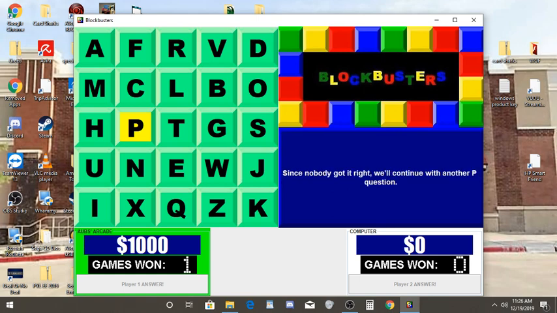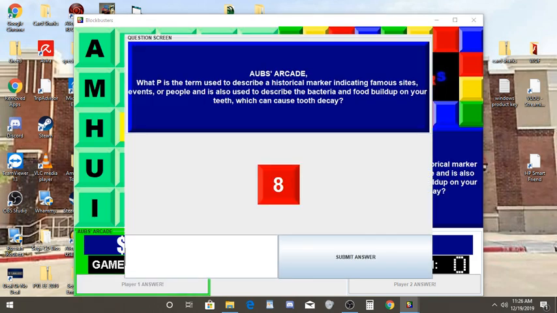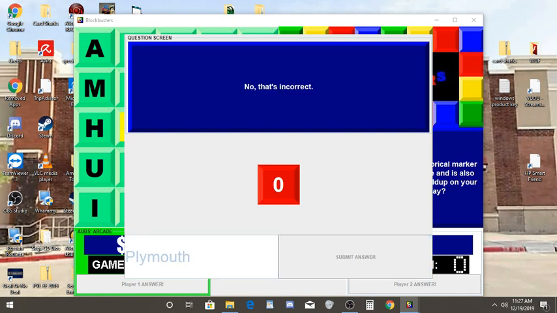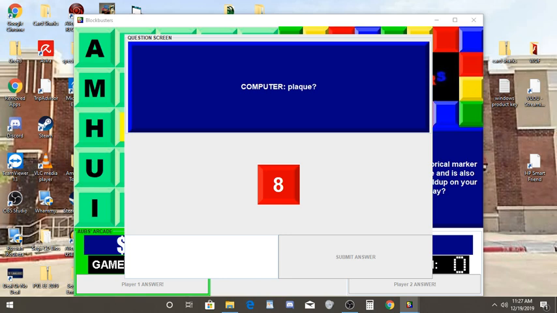Okay. We're going to try another P question. Are we ready? What P is the term used to describe a historical marker indicating famous sites, events, or people, and is also used to describe bacterial food buildup on your teeth, which would cause tooth decay? Plymouth! No, incorrect. Dang it. Plaque, yeah. Just came to me, too. Ugh.